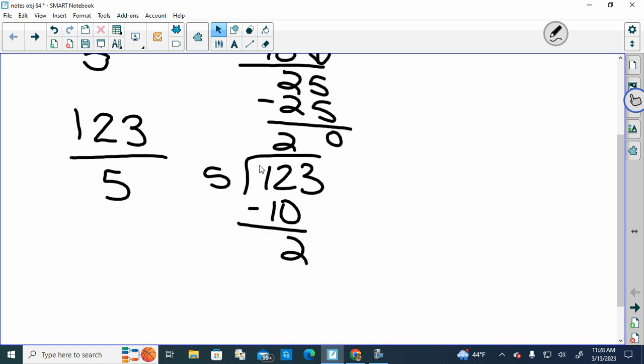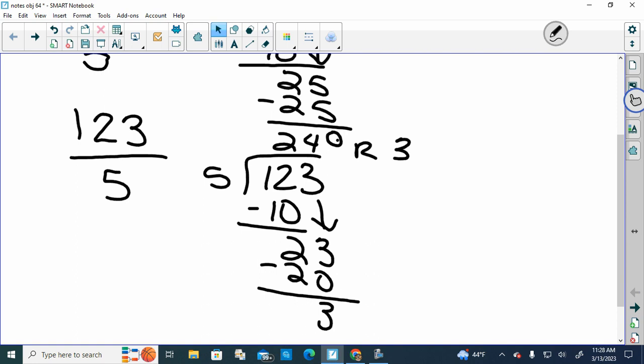Okay, well, it can't go into there, so we bring the next one down, which is now 23. 5 can go into 23 4 times. So really, we're going 4 times 5 is 20, but I don't leave it as a positive 20. I make it a negative 20 and subtract, and there's how much left over? 3. So 3 is not 0, so it's 24. That's my remainder, so it's 24 remainder 3, because there are no more numbers to bring down.